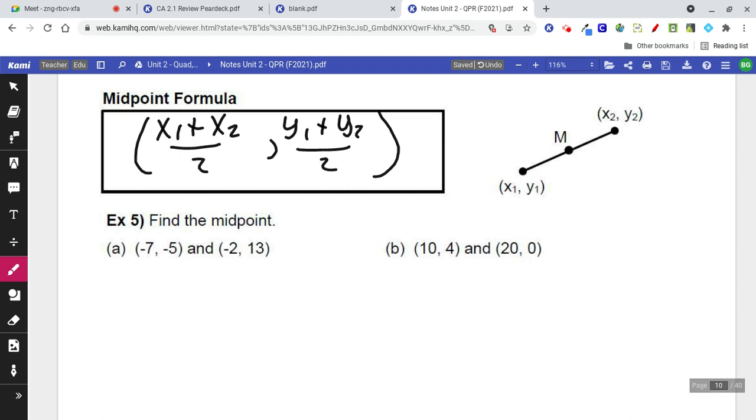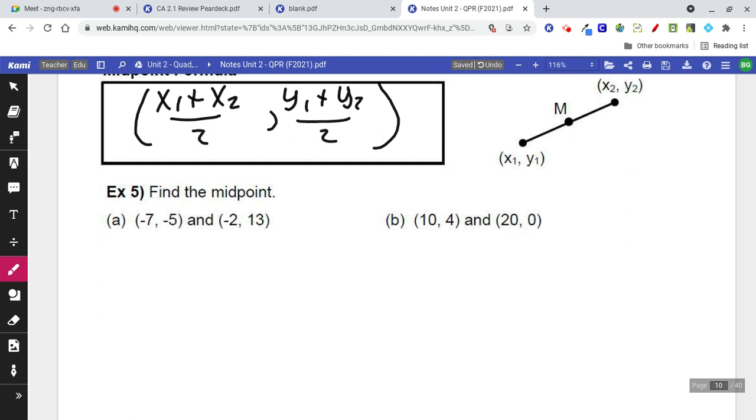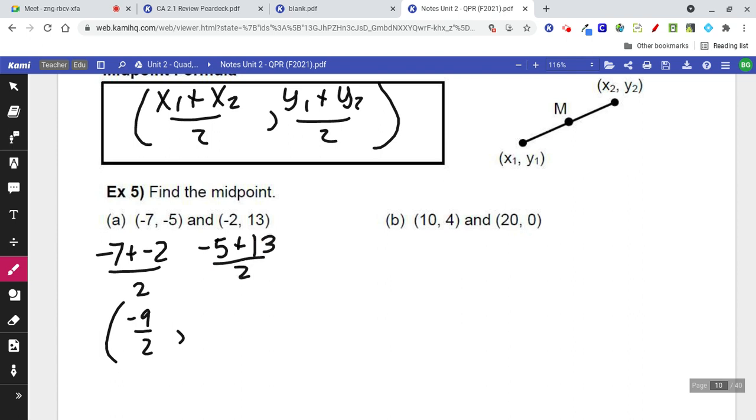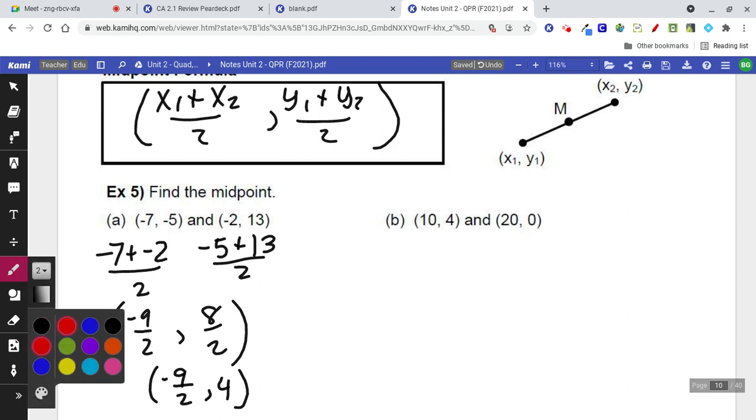Okay. So number 5, find the midpoint. If I follow this formula, it says we're going to have x1 plus x2 over 2. That's negative 9 over 2, comma. Then we're going to have y1 plus y2 over 2. That is negative 5 plus 13 is 8. So we can reduce fractions, reduce them if you can. Always reduce if you can. Negative 9 halves, comma 4. That's the midpoint.